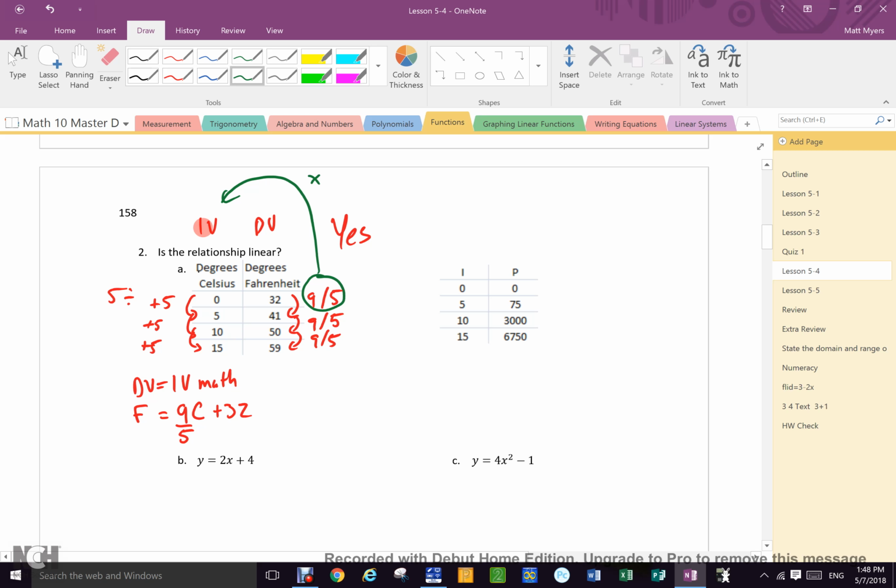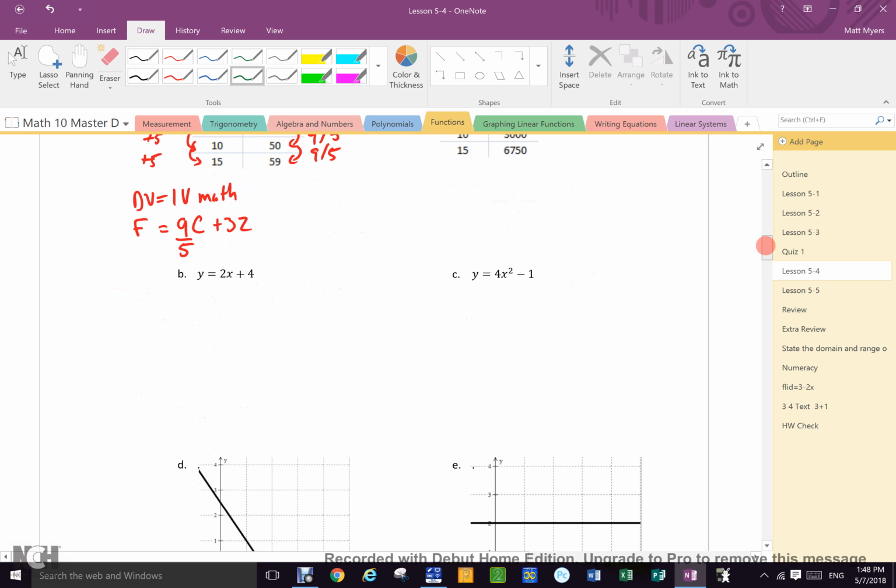Linear or no? No, definitely not. Why? Because it goes from 75 to 3,000. No. Next year, you'll learn how to make the equations that go with these. But right now, we only care about linear ones. Let's look at this one.